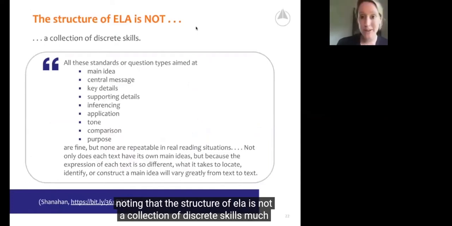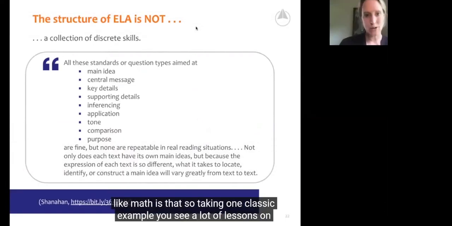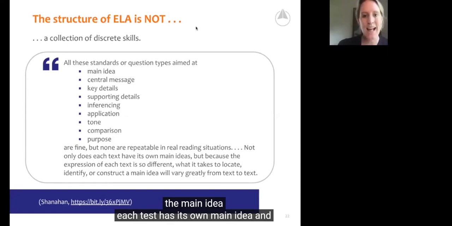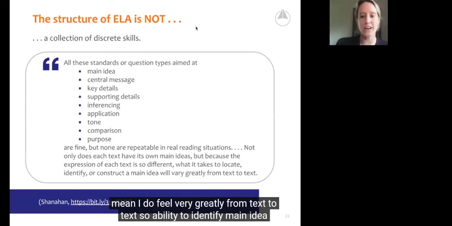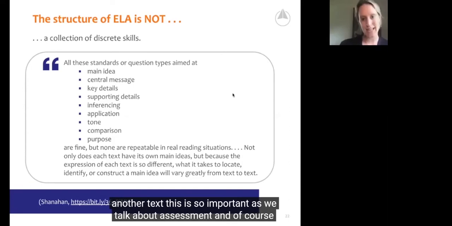And so it's worth noting that the structure of ELA is not a collection of discrete skills, much like math is not. So taking one classic example, we see a lot of lessons on main idea treated as a skill. Do students have the skill of main idea? And yet we know that each text has its own main idea. And because each text is different, what it takes to locate, identify, and construct a main idea will vary greatly from text to text. So the ability to identify main idea in one text does not necessarily predict the ability to identify main idea in another text.